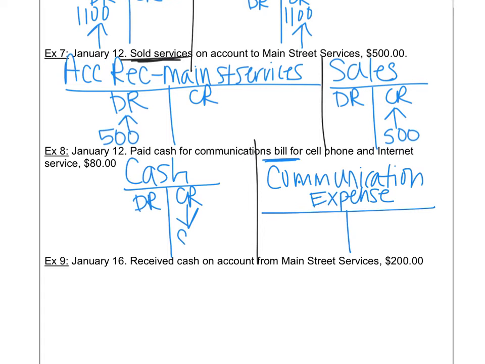So we would take out $80 in cash. And the expense is decreasing my owner's equity. So remember that owner's equity increases as a credit. So if I need to decrease owner's equity, I would debit it for $80. Expenses are always going to be debits because they decrease owner's equity. And now we can check it. I've got a debit for 80 and a credit for 80, so my equation would be in balance. Remember, you always need a debit and a credit of the same amount.